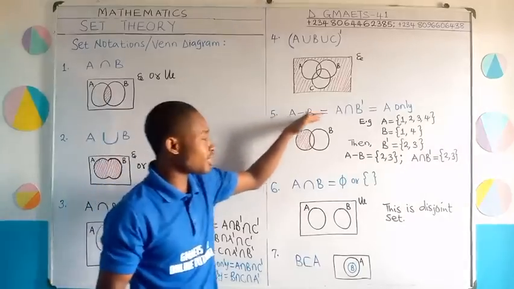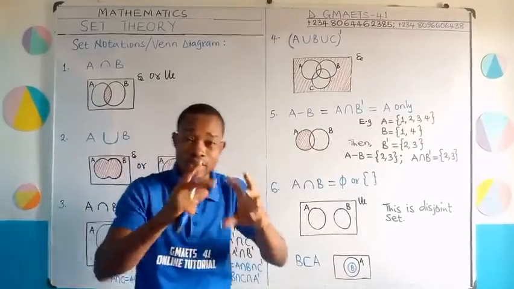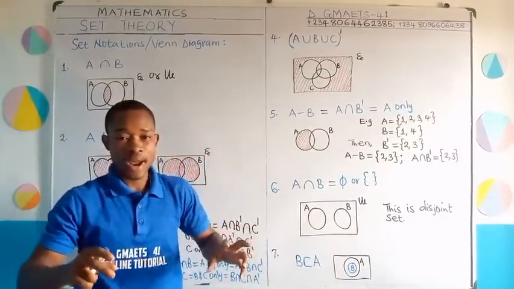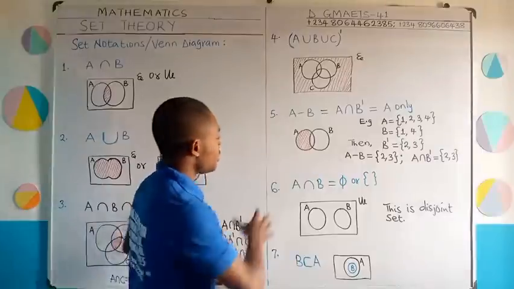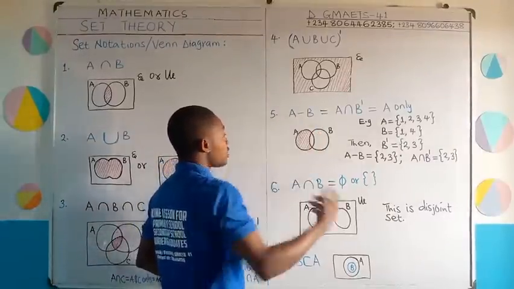Now in this case, there is nothing like drawing this rectangle representing the universal set because we are just dealing with two independent sets. Alright? So let's look at this. This is the diagram to that, okay? This shaded portion represents A minus B.